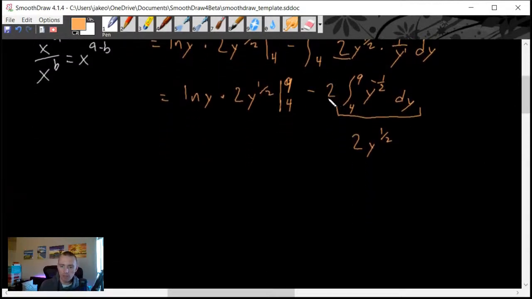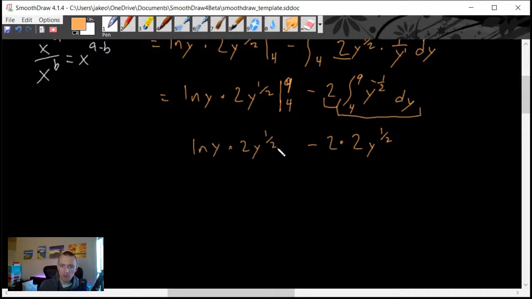And we do still have this 2 out here, right? It was 2 times that integral. We know the integral itself is equal to 2y to the 1/2. So we're going to have 2 times 2y to the positive 1/2. I'm sorry, that's going to be minus. All this is going to stay the same.